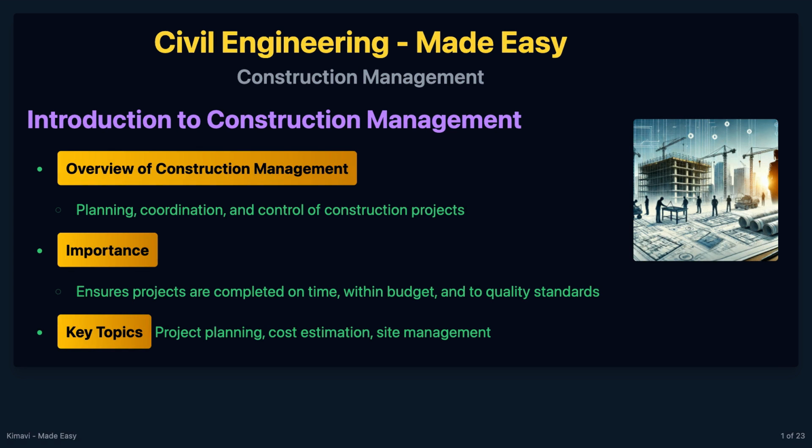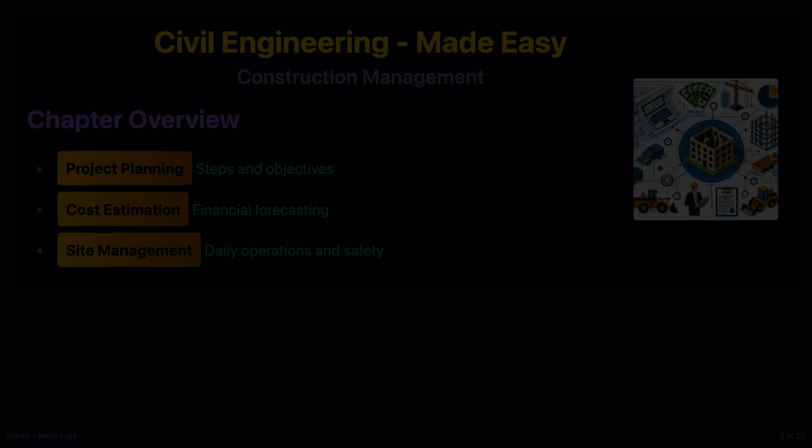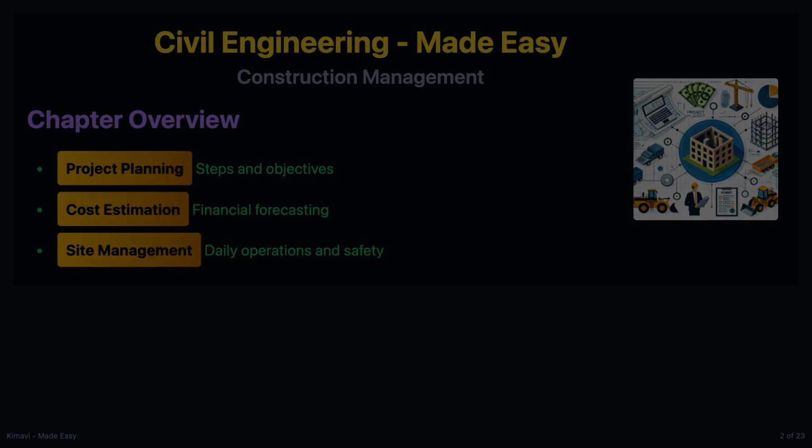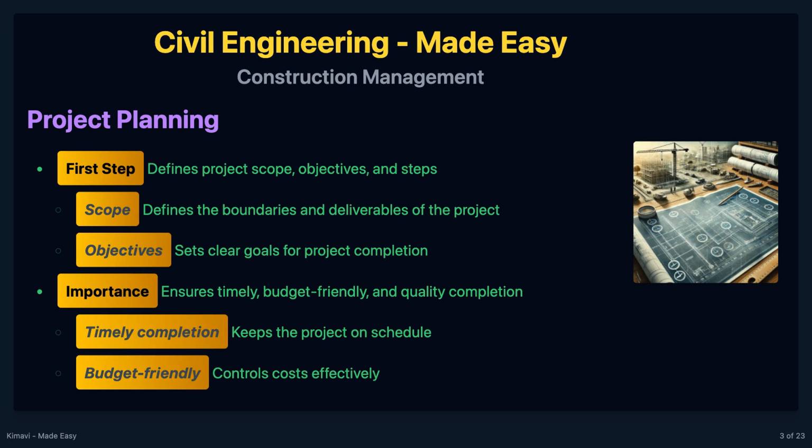Welcome to the chapter on construction management. This chapter is crucial for civil engineering students as it covers the planning, coordination, and control of construction projects from inception to completion. In this chapter, we will cover the essentials of project planning, cost estimation, and site management in construction management.